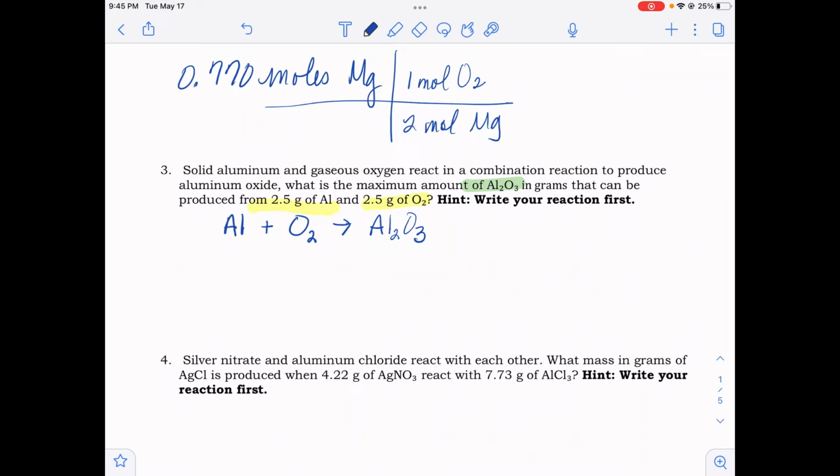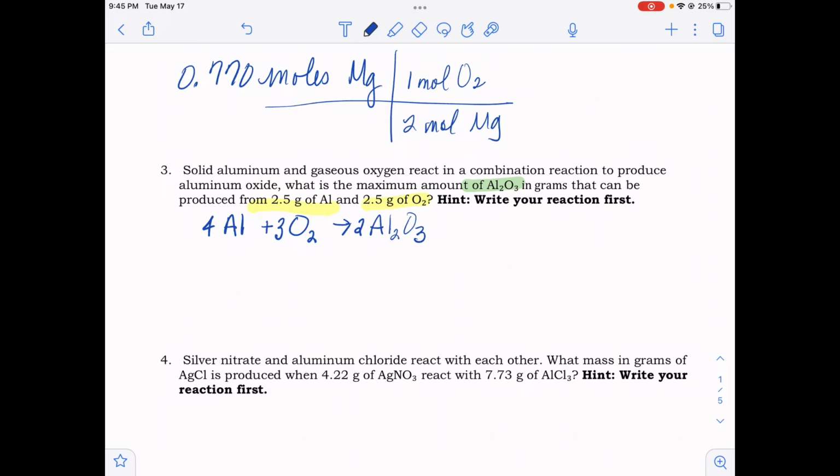The next thing you have to do is balance this. We have 2 oxygens here, 3 oxygens there, so we're going to double that guy and triple that guy. That made 4 aluminums. So we have 4 aluminums plus 3 oxygens gives us 2 aluminum oxides.